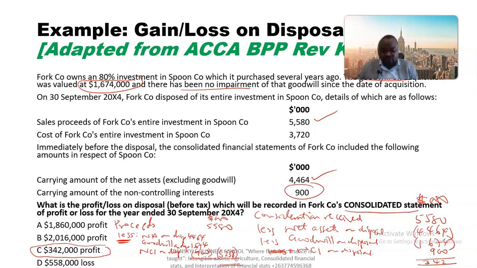Am I talking sense to you? Okay, so we say 5238 from 5580, we get our 342 as the gain on disposal. Are we together? So I've done justice. I've shown you both workings.